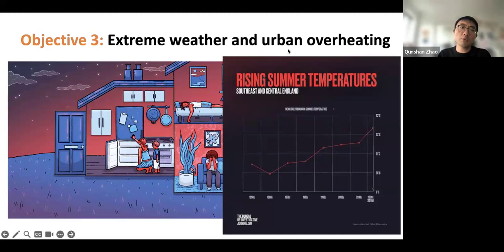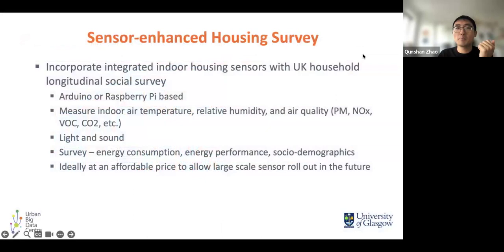So I think these three objectives made us really interested in understanding people's indoor environment, and particularly not only from the survey perspective, but by putting sensors into people's homes. So for this entire sensor enhanced housing survey, the idea is that we try to incorporate integrated indoor housing sensors with the UK household longitudinal social survey.